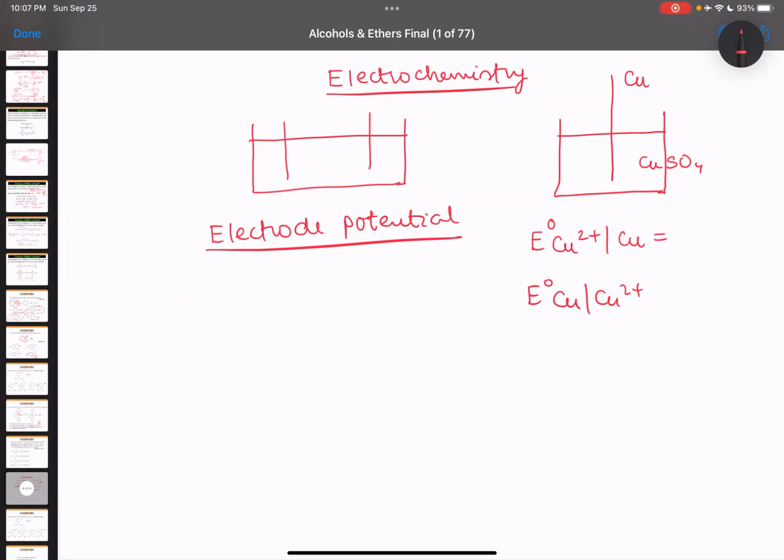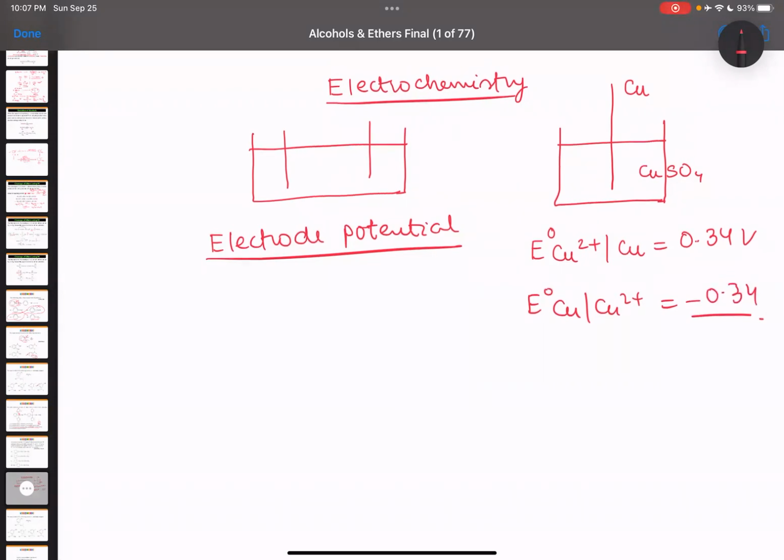Yeah, SRP. Okay, it represents the standard reduction potential. Now, what that value is, if you are aware? 0.34. Yeah, it's 0.34 volt. Correct. And what's going to be the electrode potential for this one? Minus 0.34. Yeah, it's just the reverse.